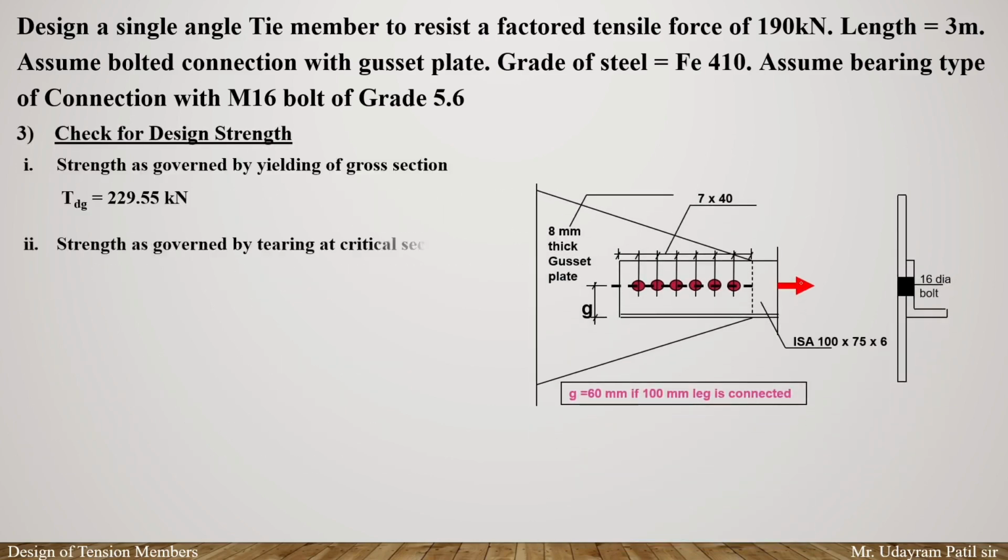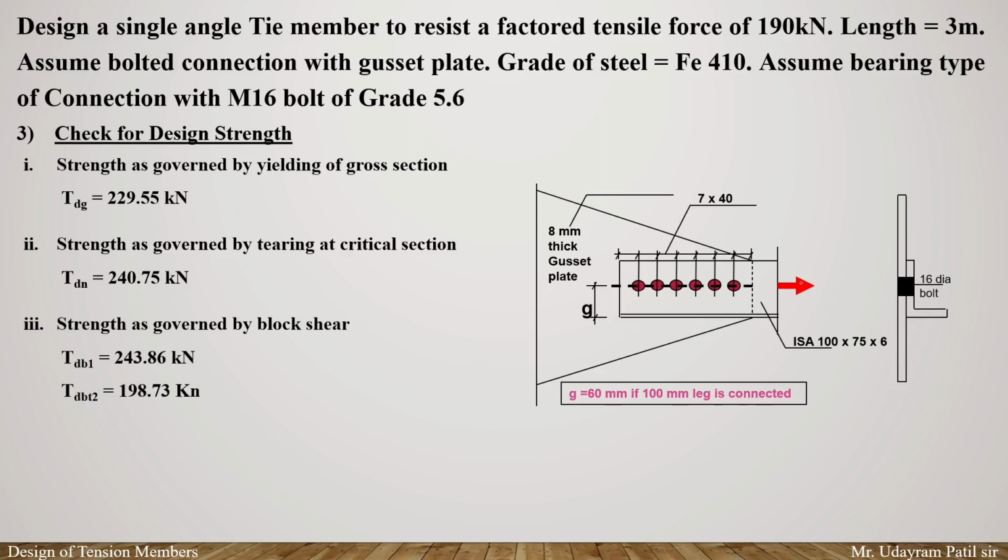Again, summing all of this particular value, we get the TDG as 229.55 kilonewton, TDN equals to 245.75 kilonewton, TDB1 equals to 243.86, TDB2 equals to 198.73. So therefore, the strength of the connection will be equals to 6 number of bolts are there, and for each bolt the bolt value is 36.22. Therefore, the strength of the connection will be equals to 270.32 kilonewton.